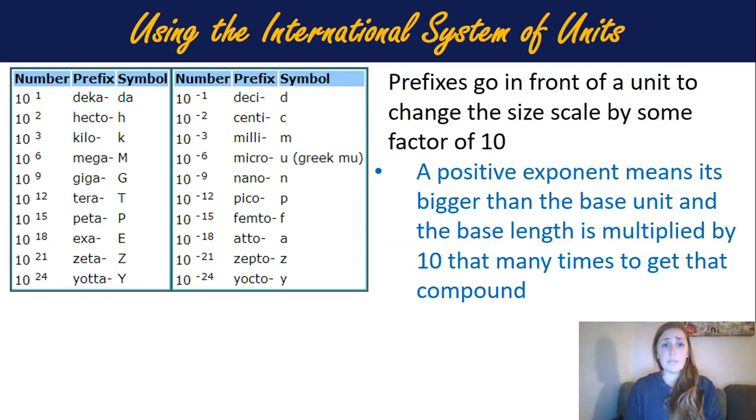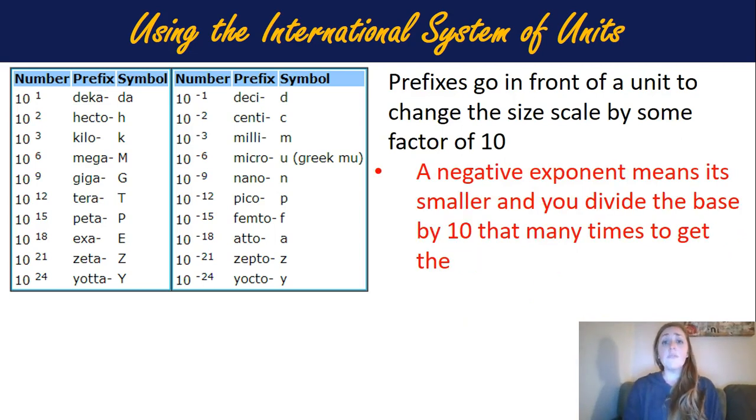If there's a positive number on your exponent, that means it is bigger than its base unit. So if you put that in front of a base unit, say you have kilograms or gigagrams or exagrams, that is bigger than a gram. All of them are. And it means you're going to multiply your base unit by 10 that many times. Versus if you have a negative exponent, all of these are smaller than your base unit, and you'd actually be dividing that base unit into that many pieces, so dividing it by 10 that many times.